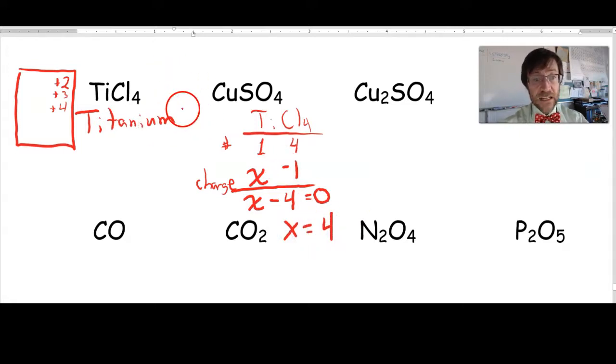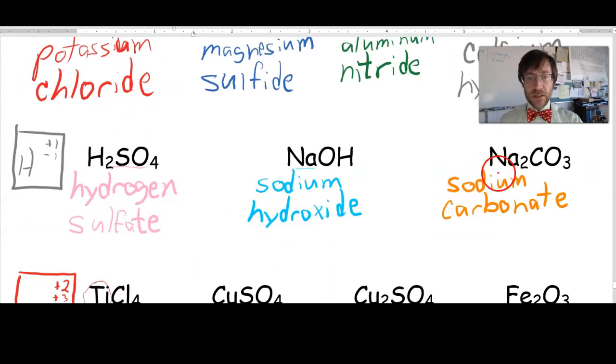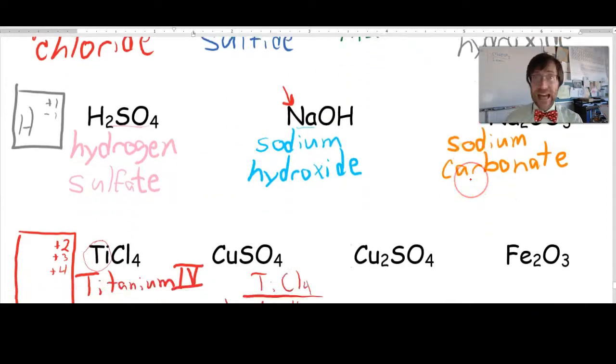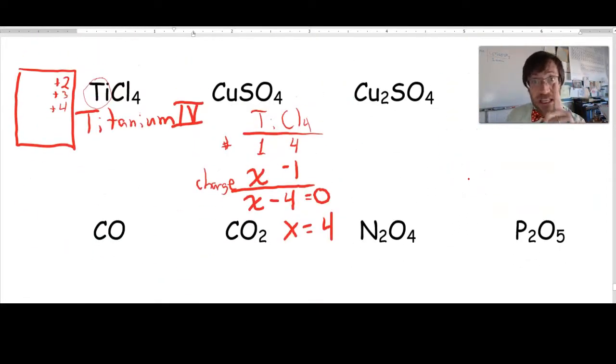So this will be titanium 4, because I use my Roman numeral to tell me the charge if there's more than one charge. Nice. So that's how I find out the charge of my metal. All these other ones up here, it was really simple. Sodium is just a +1, so I just write sodium, magnesium, aluminum, calcium, potassium. They all have one charge option. They can only do one thing, so we just write down the name and that's it.